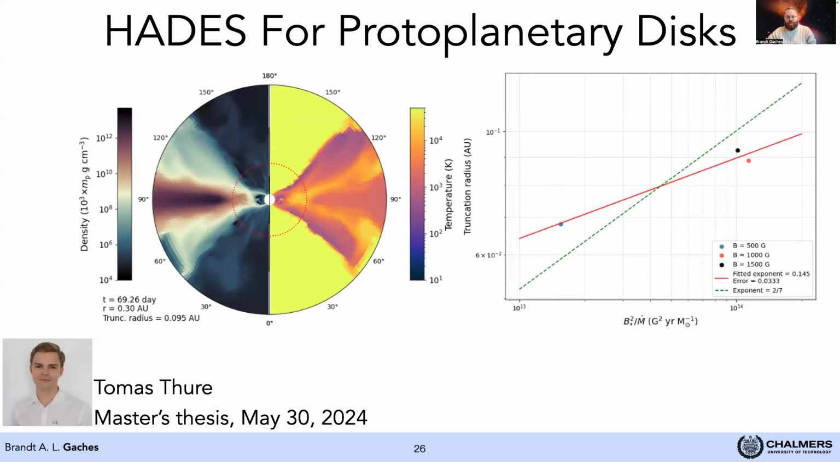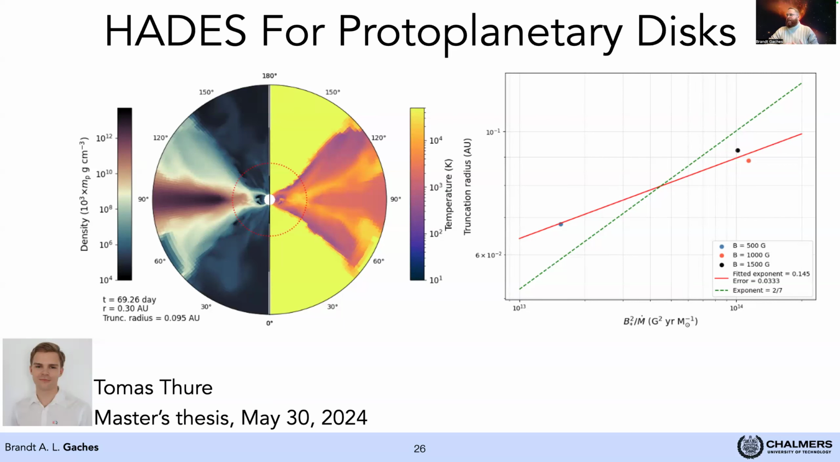Finally, there have been 2 master's projects that have been looking at this. So in one, we took the HADES simulation, just downscaled the mass of the disk by a factor of 100 to get something like a T-Tauri star. This was a master's thesis here at Chalmers from Thomas Tour. I've shown here on the left a snapshot of the density and temperature field. You see a nice truncated disk, but he ran a few of these models and looked at where the truncation radius is as a function of B squared over M dot.